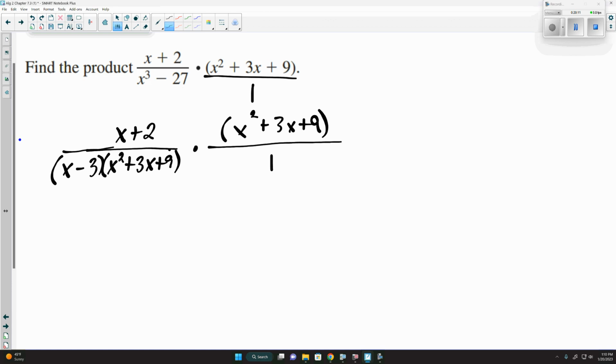And since we do have it on top and bottom, these cancel, leaving us with x plus 2 over. And really a lot of this is just coming back to factoring. Factor them. Multiply numerators with numerators, denominators with denominators. Simplify what's in common on top and bottom. And there's your answer.